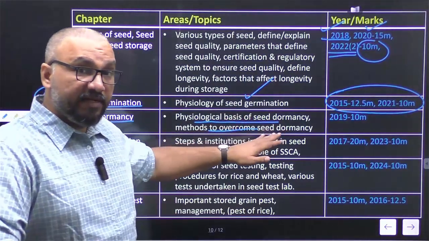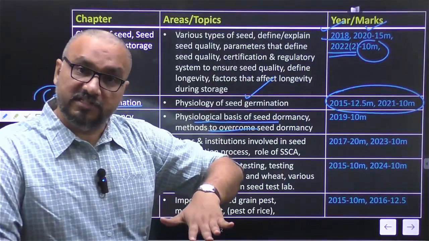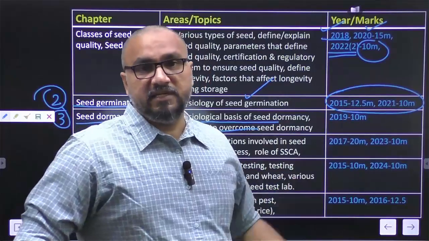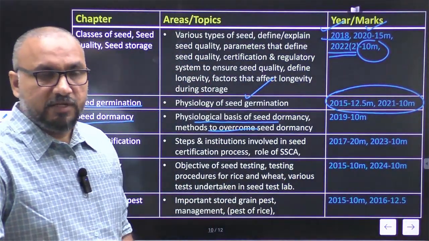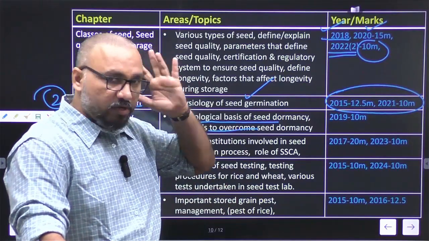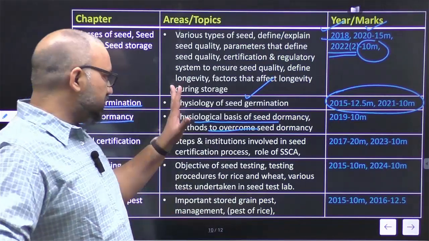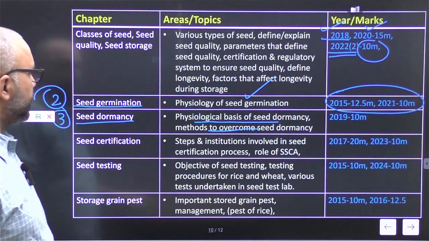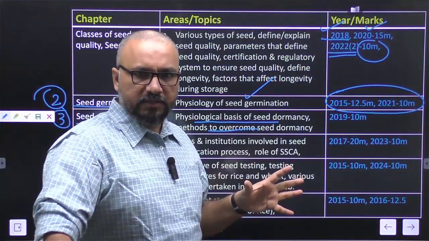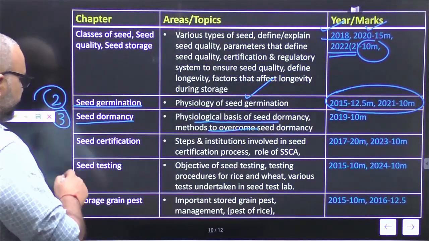Now this doesn't mean that questions from these topics have not appeared in forest service. So in forest service, questions on seed germination and seed dormancy have been asked multiple times. So this is only the analysis of the UPSC mains paper. I have not taken into consideration the Indian Forest Service paper. This is only for civil services mains. So seed germination and seed dormancy are not that important if you compare them to other chapters.